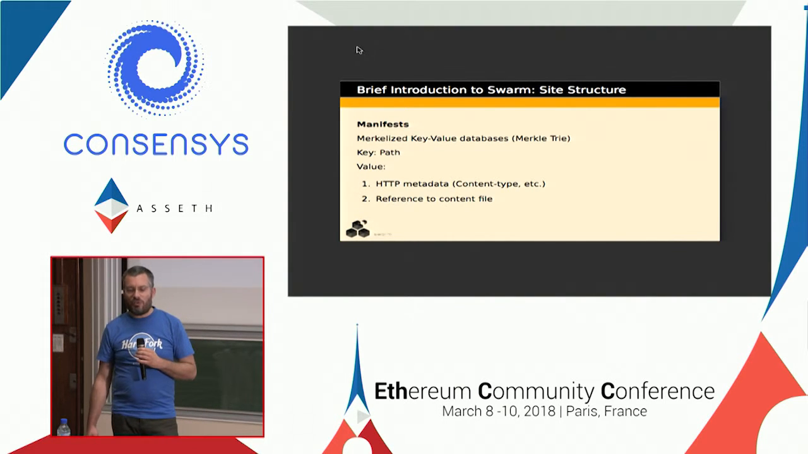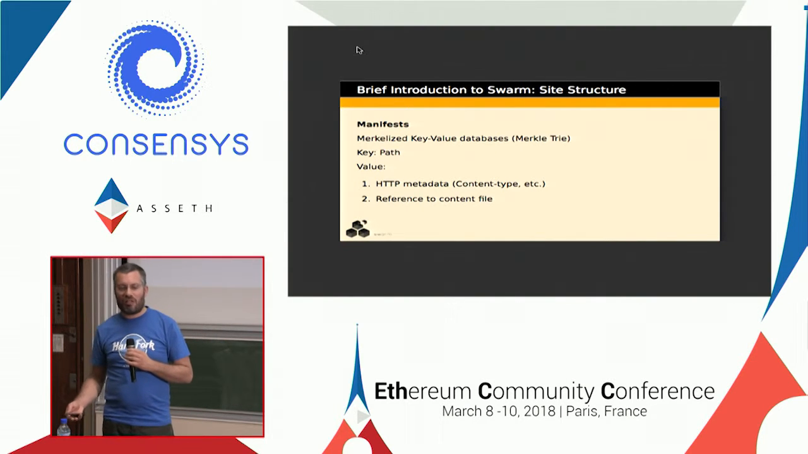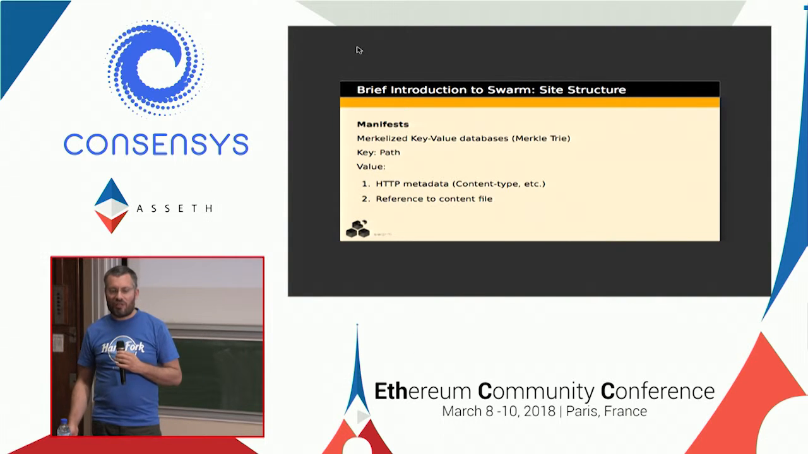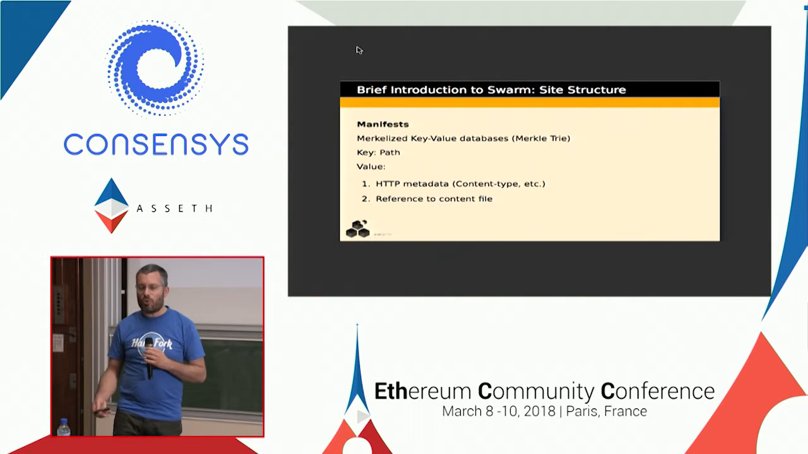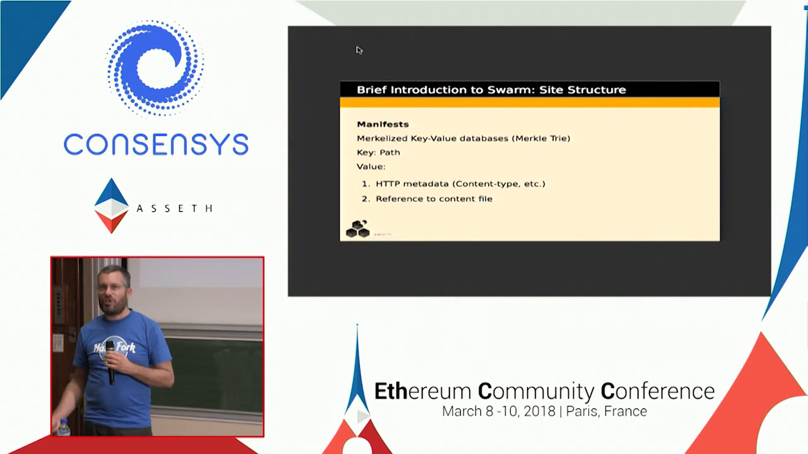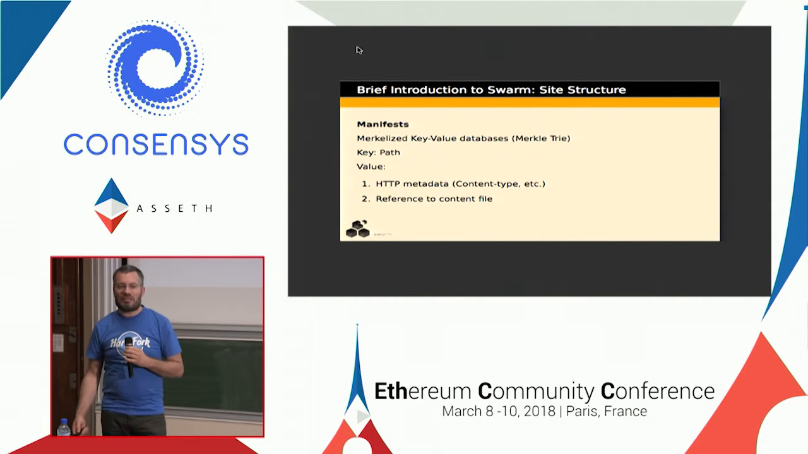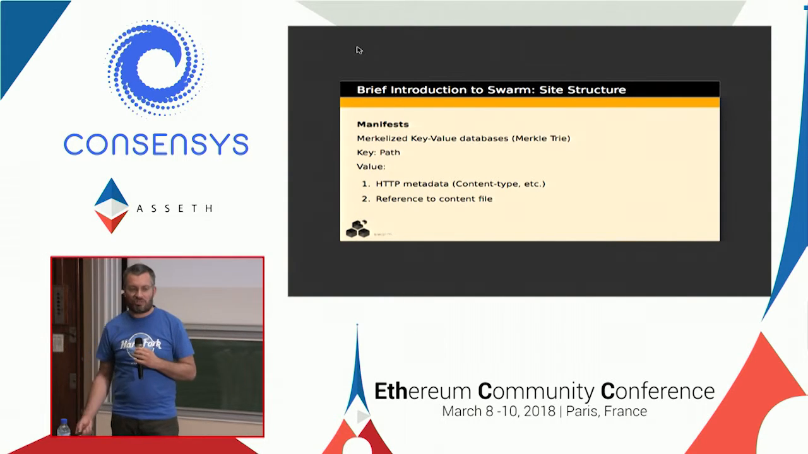So if you address a collection of files in Swarm, then what you actually enter is either the hash of the root chunk of the manifest or an ENS name which contains this root hash. So that is how a Swarm site is structured if it's unencrypted.